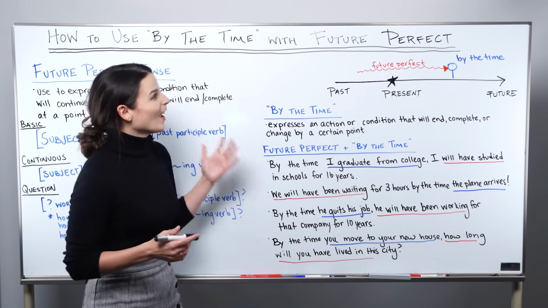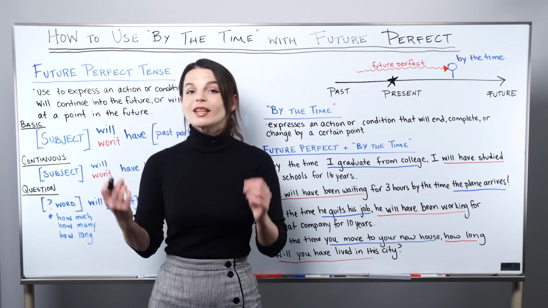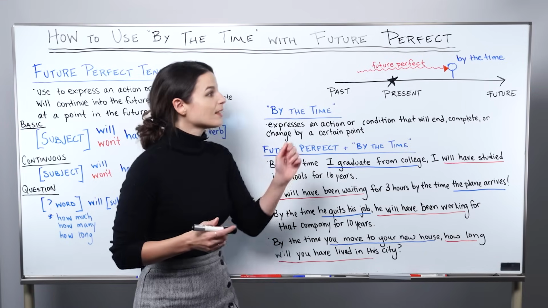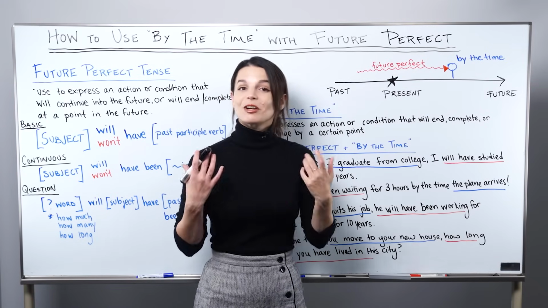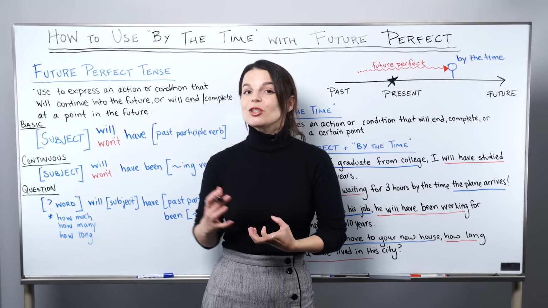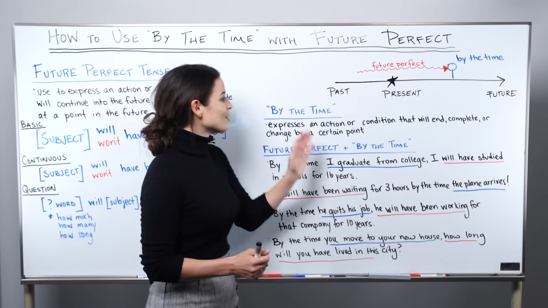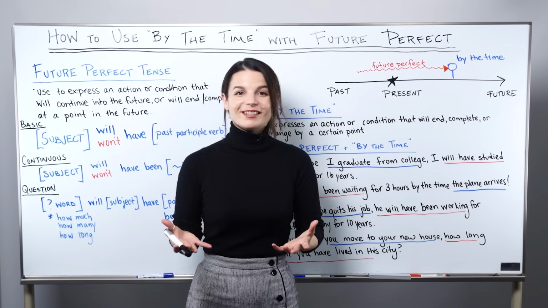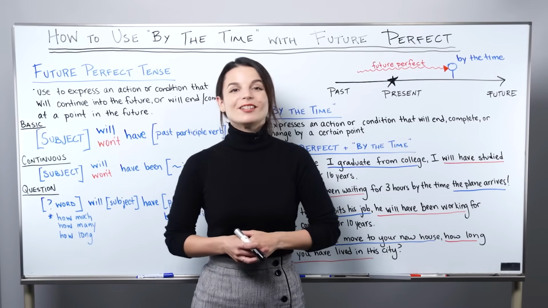Okay, so I hope that this lesson helped you understand how we use by the time together with future perfect tense to talk about future situations, future actions, and their relationship to our continuing actions in the past. As I said earlier, yes, we can use by the time in other tenses, like with past tense, for example, but maybe I can talk about that in a different video.